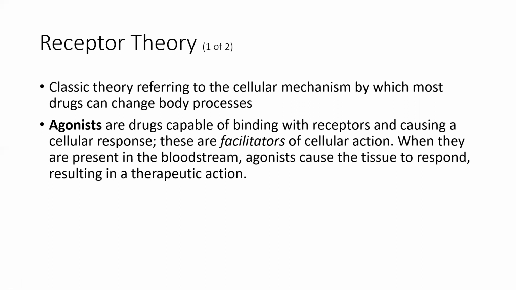Let's say you go to any hospital, there is an information desk and there are some social workers standing there. They will work like an agonist. They will take you to the department where you want to go and then they will come back. So they are helping someone to finish their task. So that is the agonist. These are facilitators of the cellular action. When they are present in the bloodstream, agonists cause the tissue to respond, resulting in a therapeutic action.